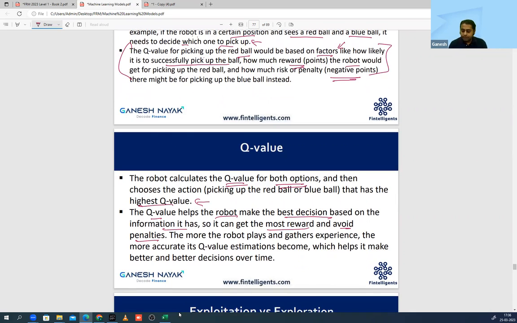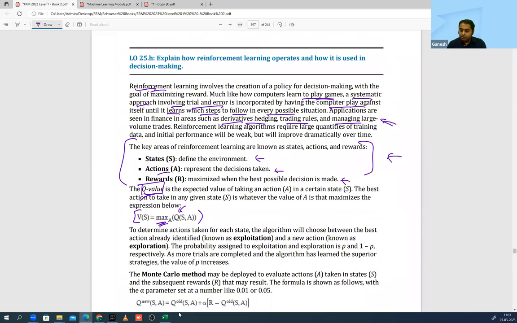Last part. The robot plays more and more games, learns more and more from experience, and keeps on improving his Q value estimate, or the way of calculating Q value. That will help him make better decisions. This was just to help you understand the concept. If you read this part, when you're calculating Q, you're taking the state and the action that you're taking. In which situation, what action will maximize my benefit. Simple.